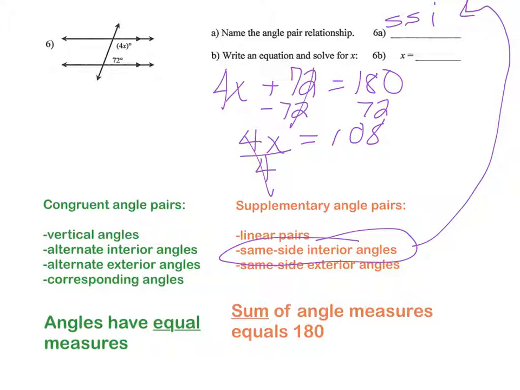Again, you can use a calculator on the mile marker. I might think about that. 100 divided by 4 is 25. 8 divided by 4 is 2. So when I put 25 and 2 together, I get 27. So our value of x is 27.